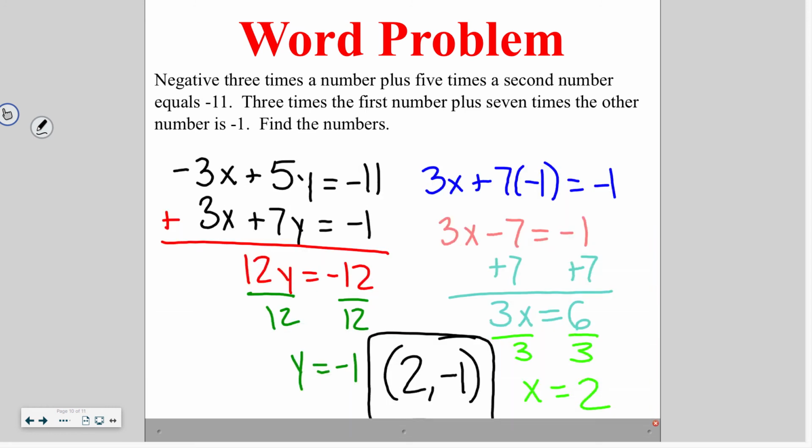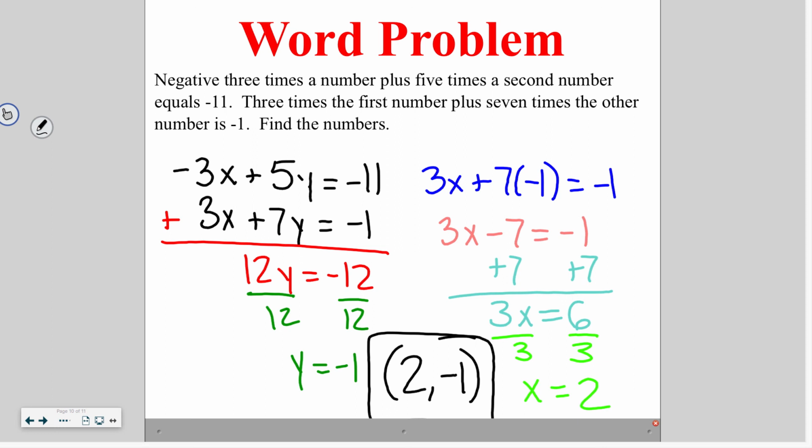So we get -3 times x plus 5 times y is equal to -11. Then we look at our second part, and we get 3x plus 7y is equal to -1. Combining those through addition, we end up 12y is equal to -12. Solving, we get y is equal to -1. Plugging it back in, we get x is equal to -2.